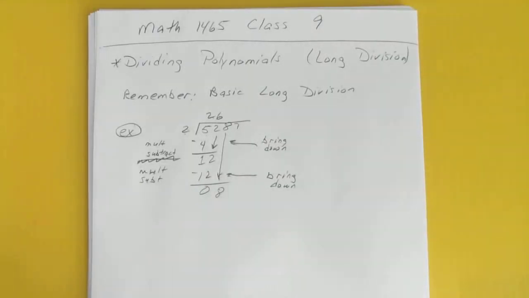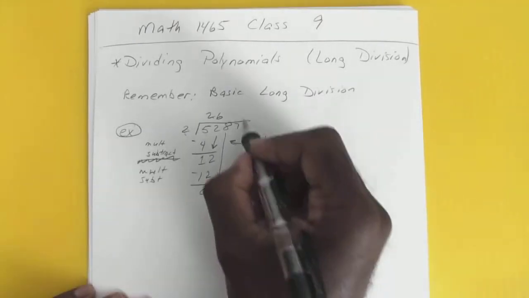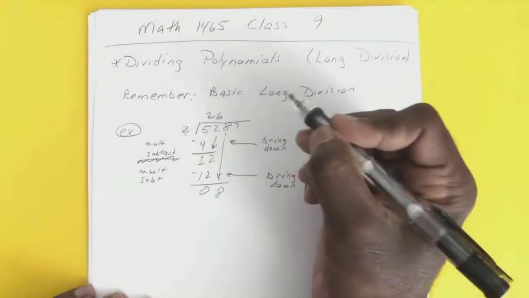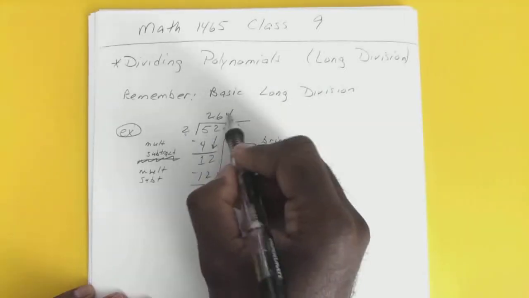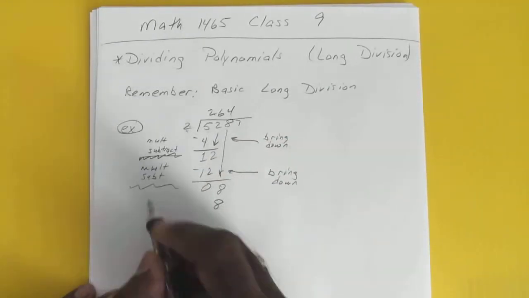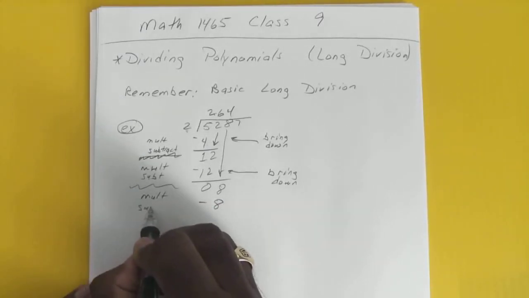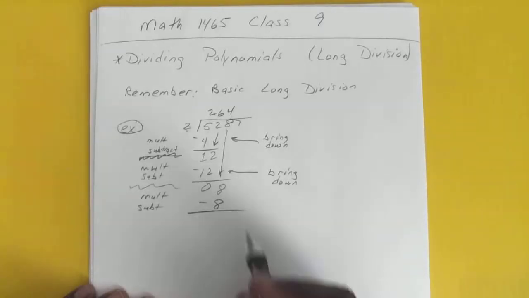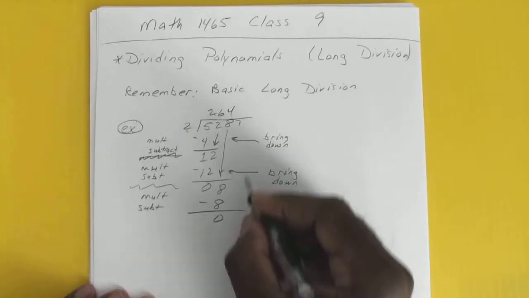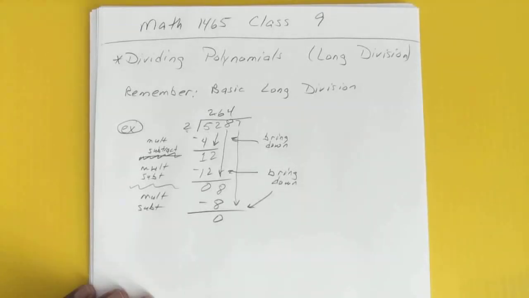So it's just those same steps over and over and over. So again, 2 goes into 7 3 times. Oh, forgot my 4 here. 2 goes into 8 4 times. 2 times 4 is 8. So again, we multiply. Now we subtract. 8 minus 8 is 0. And again, we bring down.